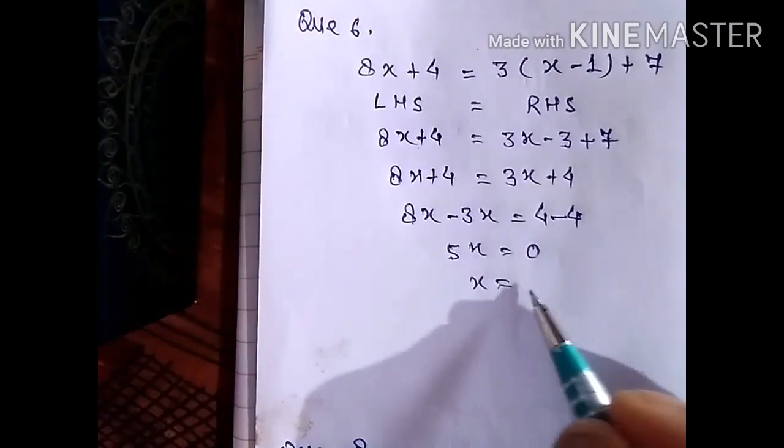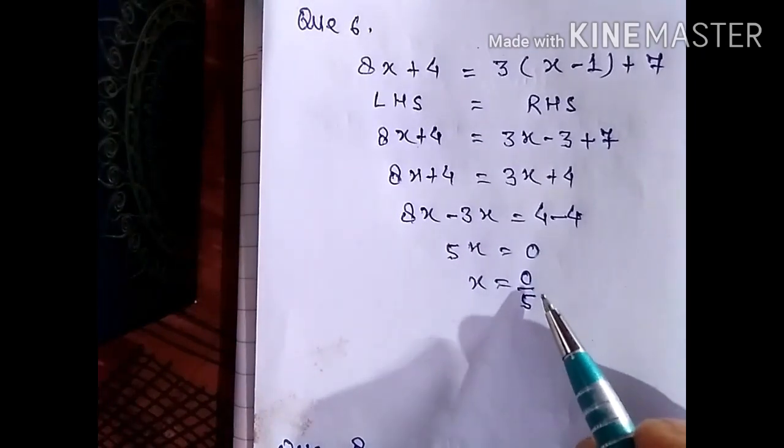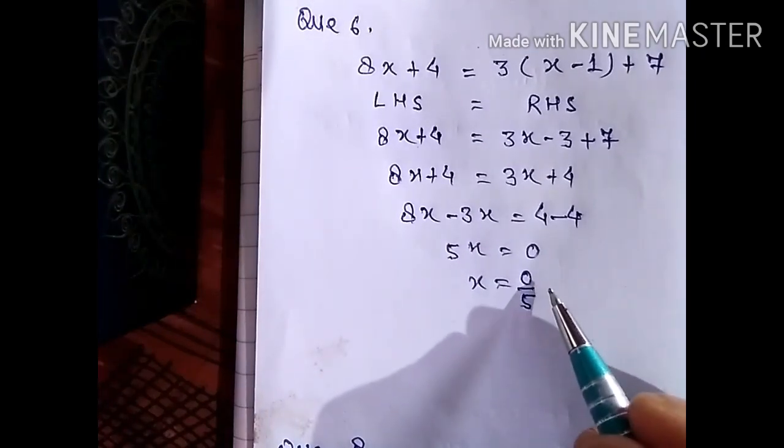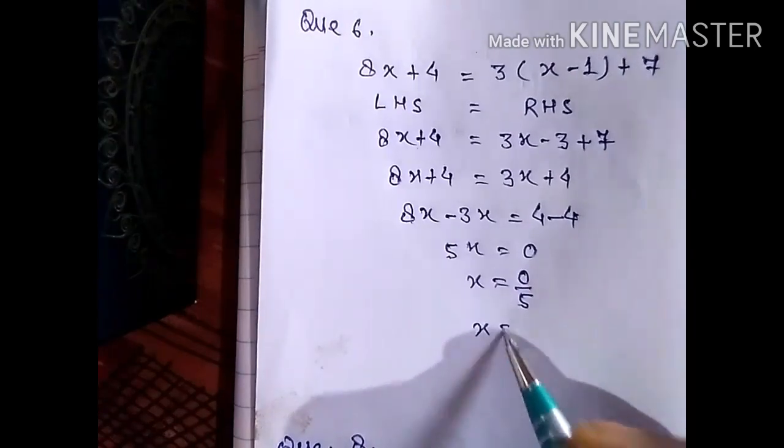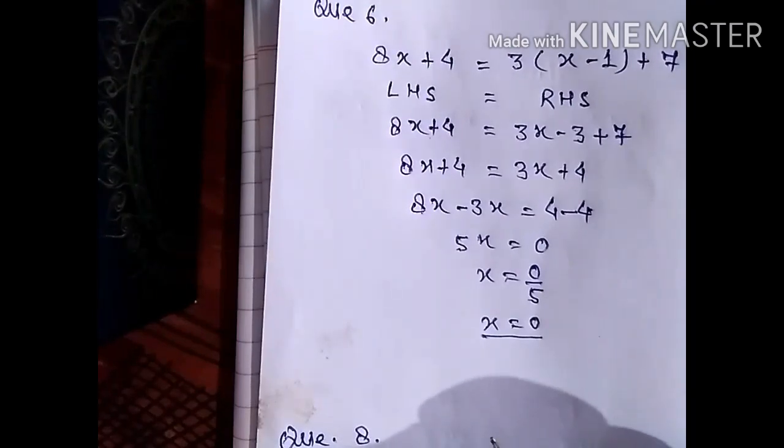equal to 0 divided by 5. If we divide 0 by any number, student, it will be 0. So x is equal to 0. The value of x is 0 here, student.